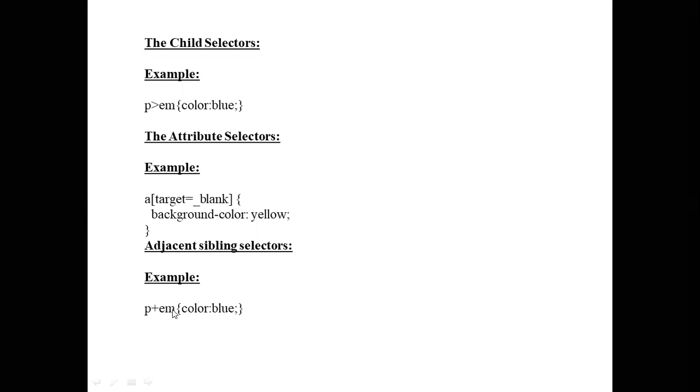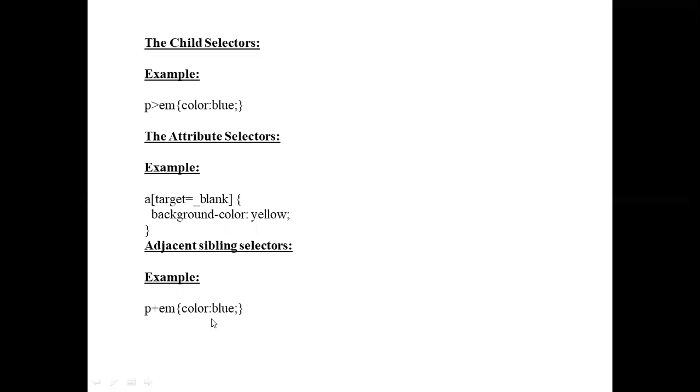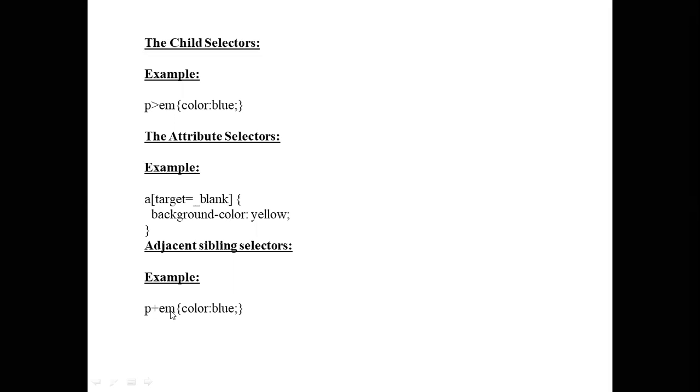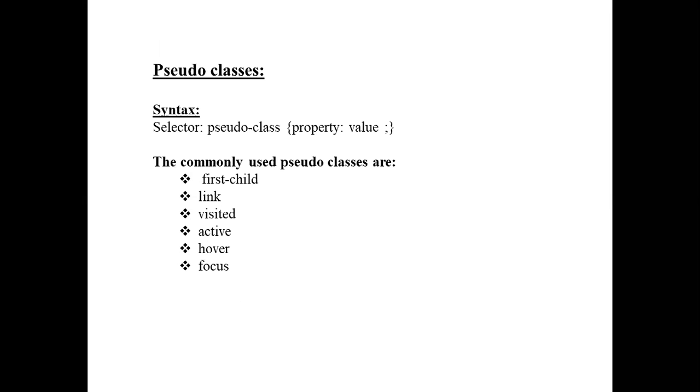It selects the sibling immediately following an element. Here, it selects em elements that are placed immediately after a p element and applies the style, that is color blue, to that em element. This is the adjacent sibling selector.